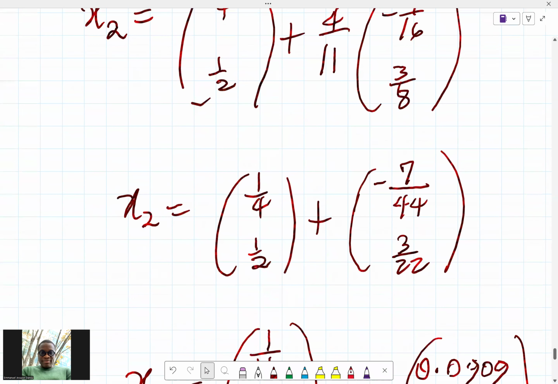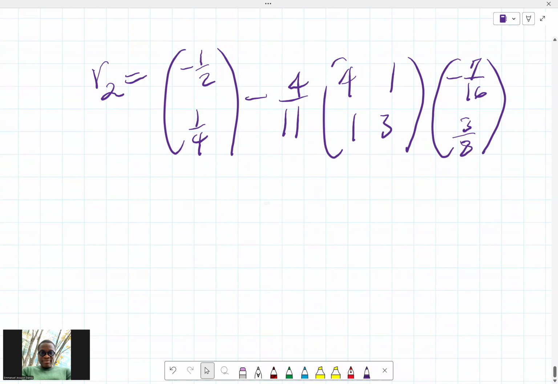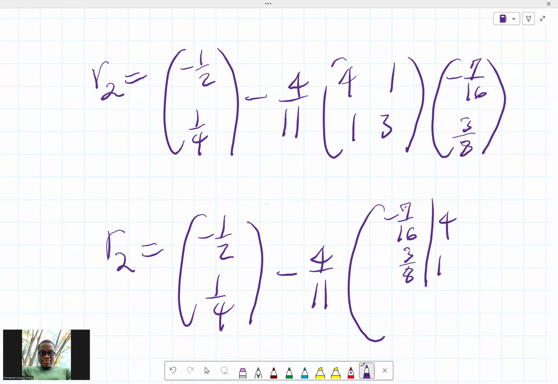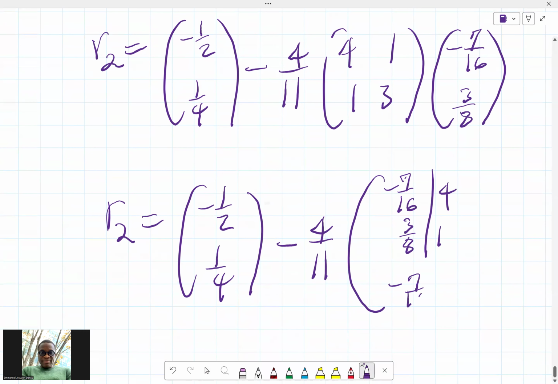Okay, so we can easily calculate R2 then. R2 is equal to minus 1 over 2, 1 over 4, minus 4 over 11 into, so can I be smart here? I think I can be. Minus 7 over 16, 3 over 8, and we have 4, 1. Oh no, it doesn't work this way. Sorry. Yeah, better. Then minus 7 over 16, 3 over 8.